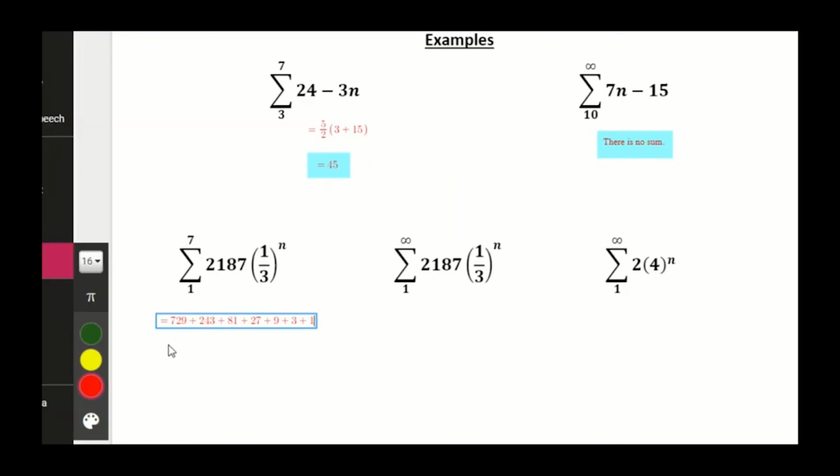Okay, so this is my a sub 1, a sub 2, a sub 3, a sub 4, a sub 5, a sub 6, a sub 7. So got them all taken care of. Now I just need to add them up. I'm using a calculator at the side here. 729 plus 243 plus 81 plus 27 plus 9 plus 3 plus 1 gives me 1,093.